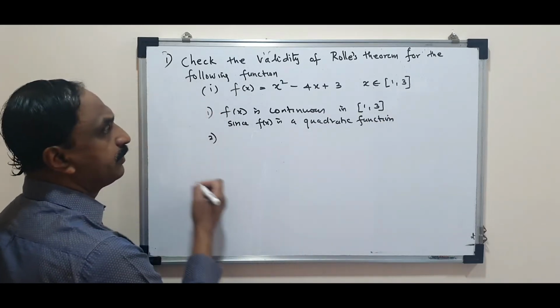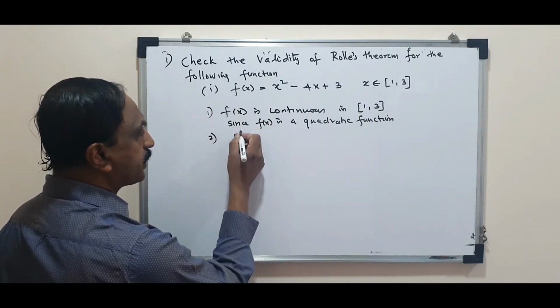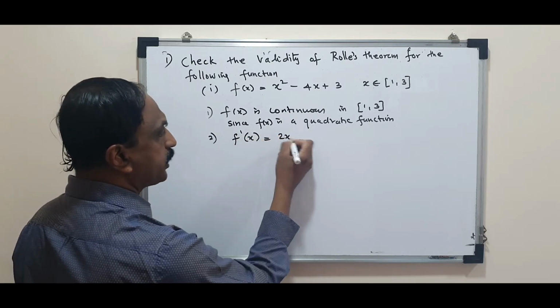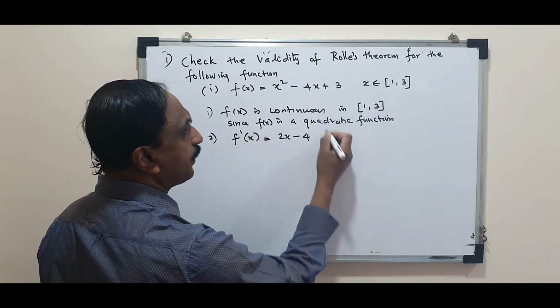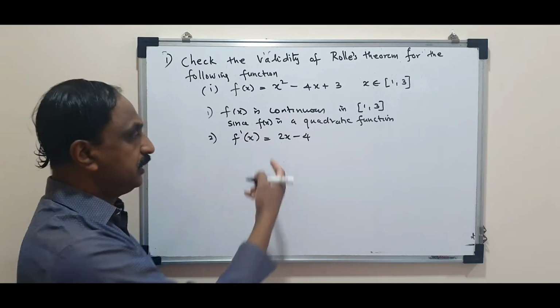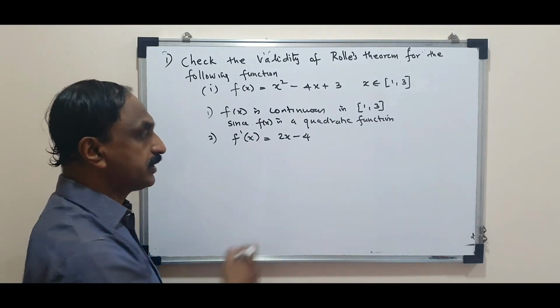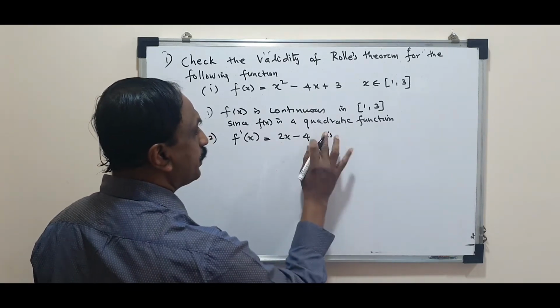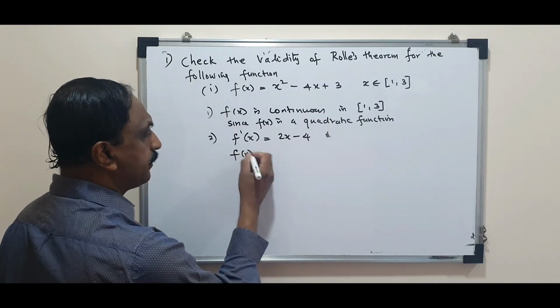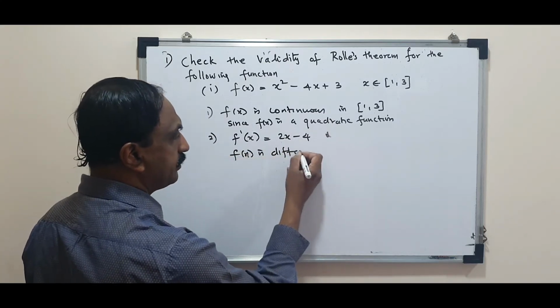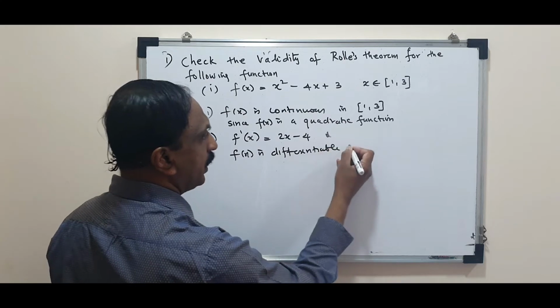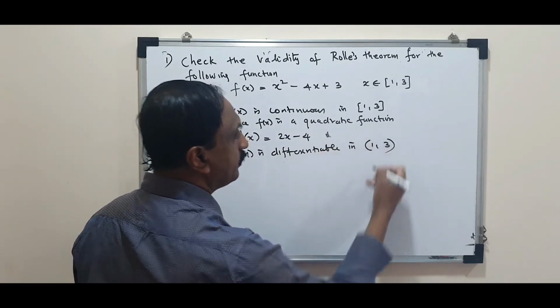Again, second point, f dash of x, what is that? 2x minus 4. This is differentiable. F dash exists everywhere. There is no place where f dash of x does not exist. So f of x is differentiable in the open interval 1 comma 3.